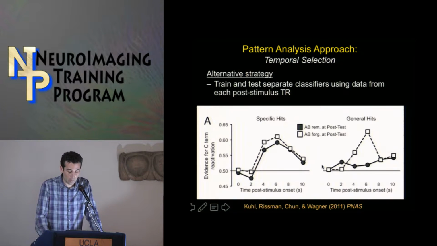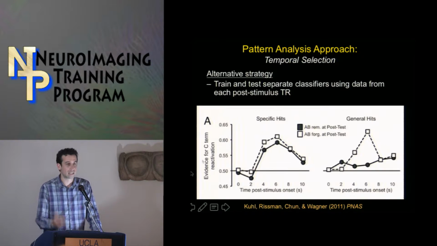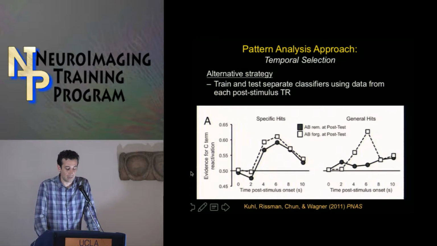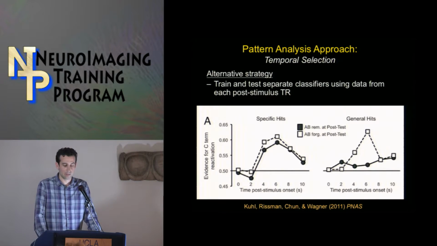Here's just a few more examples of studies that I've been involved with that have used this approach, which gives you classification accuracy, or in this case, it's just evidence for reactivation of a particular mental state as a function of time. So it's just the classifier output at each post-stimulus TR. So any questions on anything I've talked about so far?